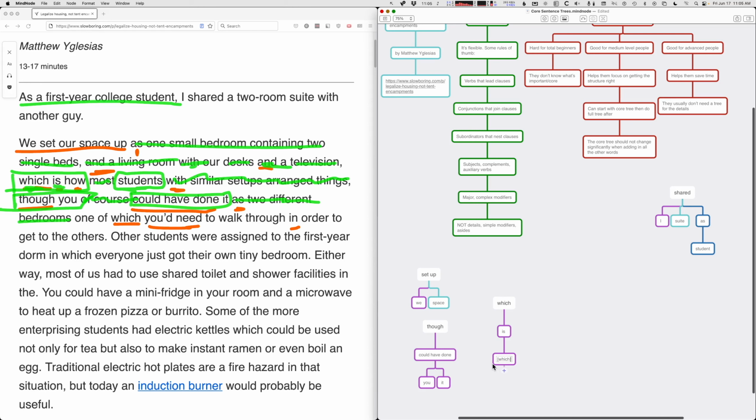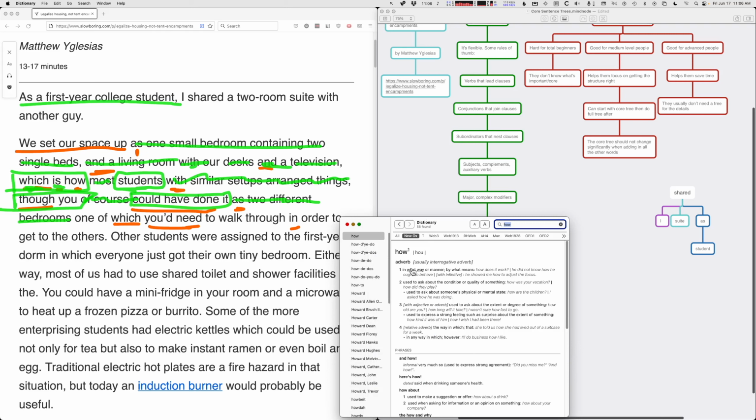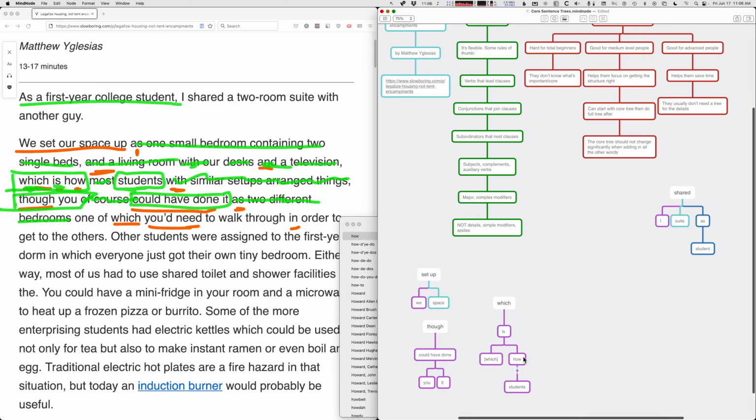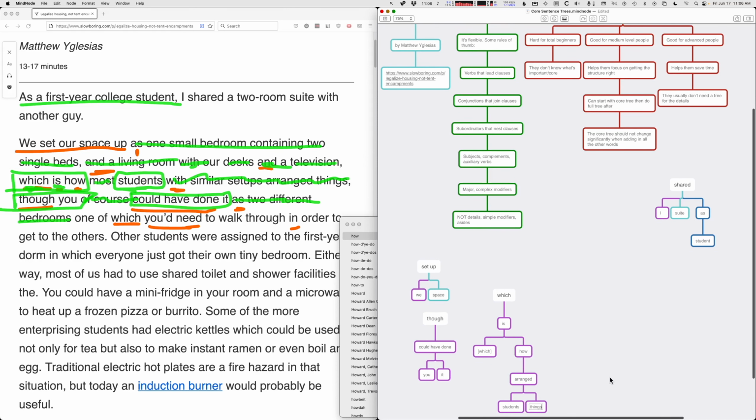The subject of the "is" is "which," and it is also the conjunction that's joining things. I'm not sure if it is a relative adverb here, because it's just joining a noun phrase. Wait, is it? Oh, it's "students arranged things." I left out the verb. Okay, it is a relative adverb. So it's "how" arranged things. Okay, there we go. We've got the structure.